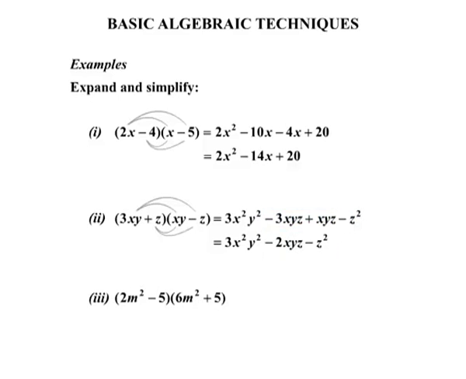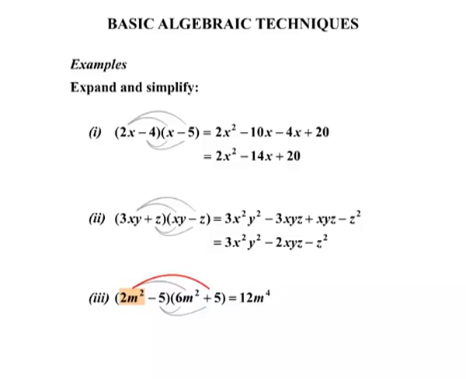The third one here, 2m squared minus 5 multiplied by 6m squared plus 5. Well, again, let's just draw those little loops in. Now, the 2m squared multiplying by the 6m squared will be 12m to the power of 4. Remember, when you multiply, we add the indices, hence we get 4 there.